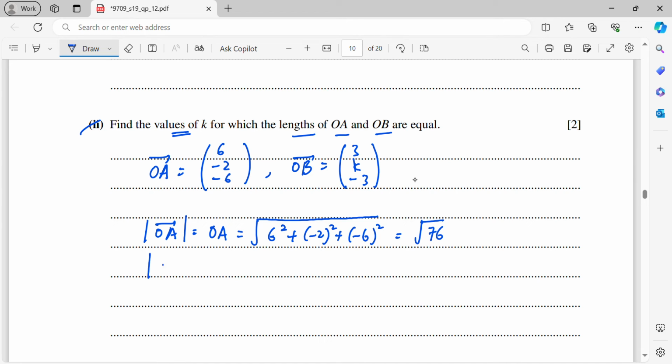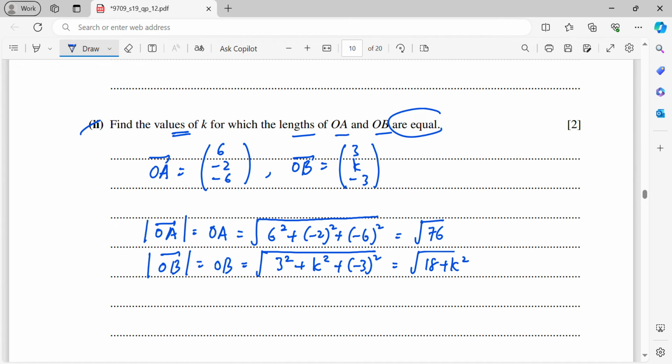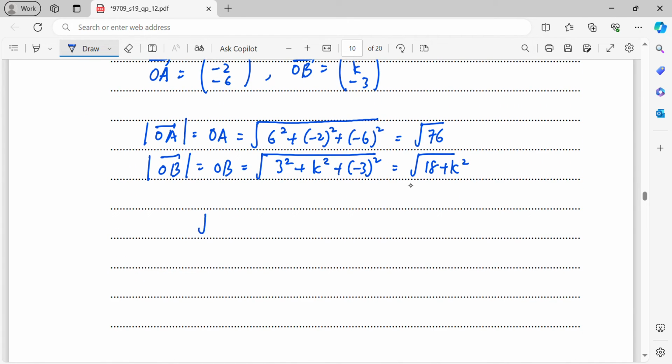Okay, then magnitude of vector OB, that is OB, same as square root of 3 squared plus k squared plus negative 3 squared. That means this is 3 squared is 9. 9 plus 9, 18. So 18 plus k squared. And now mention that they are equal. So now I will write square root 76 equals square root of 18 plus k squared.